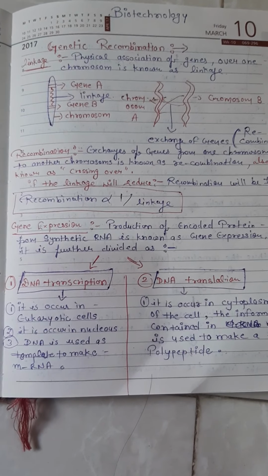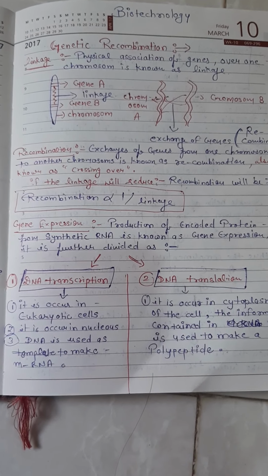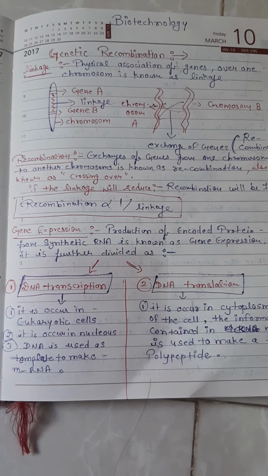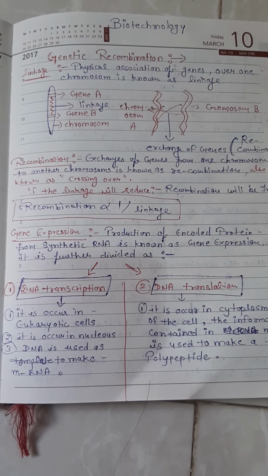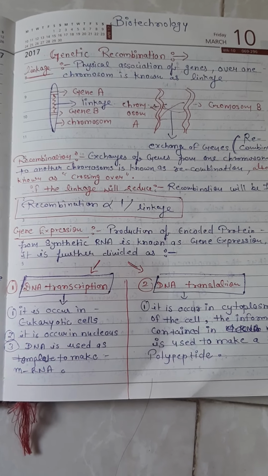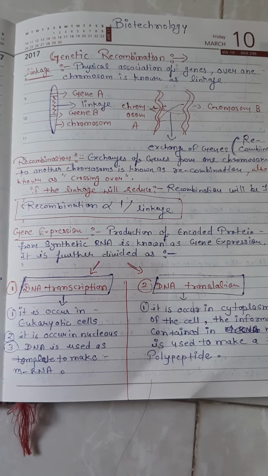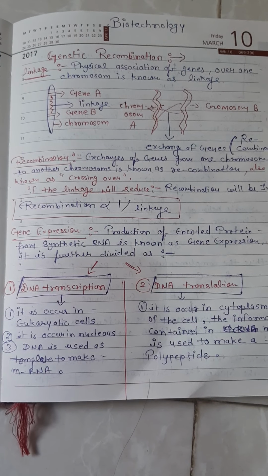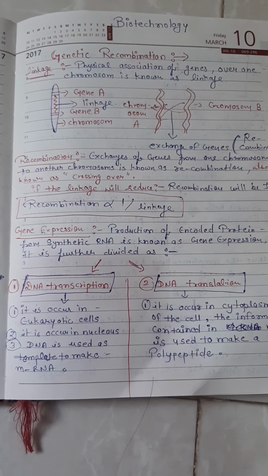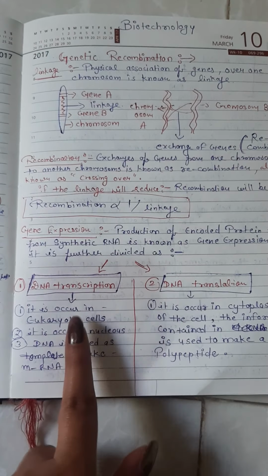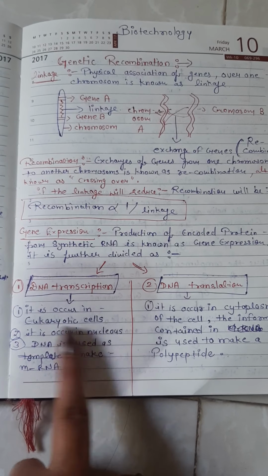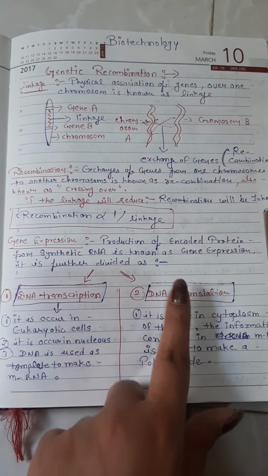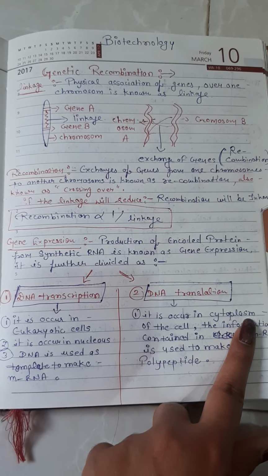Now, gene expression. Gene expression is the production of an encoded protein from synthetic RNA. You are expressing something, so how the gene expresses itself is known as gene expression. Gene expression is mainly divided into two parts, that is DNA transcription and DNA translation. DNA transcription occurs in eukaryotic cells, in the nucleus. The site of DNA transcription is the nucleus, whereas the site of DNA translation is the cytoplasm.